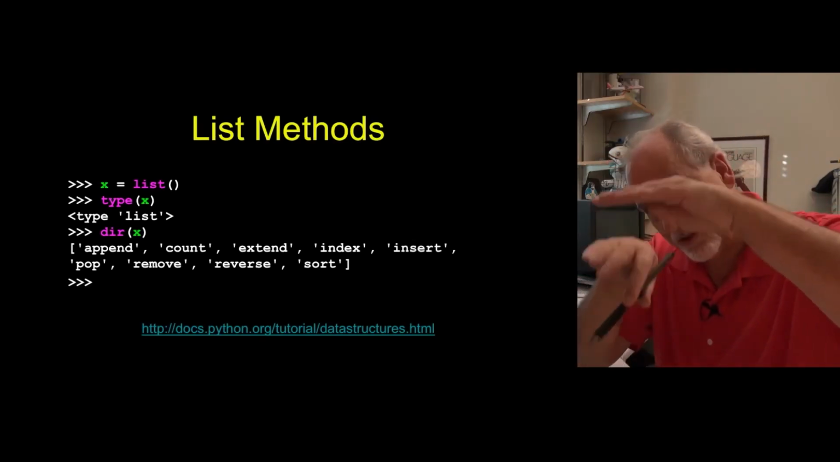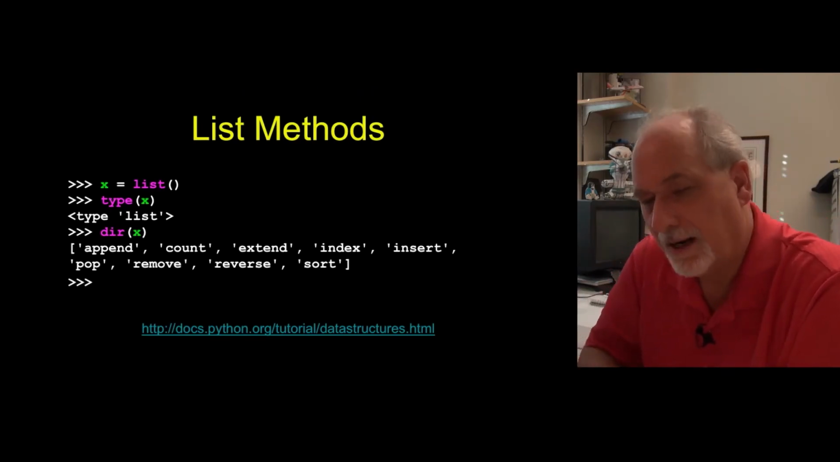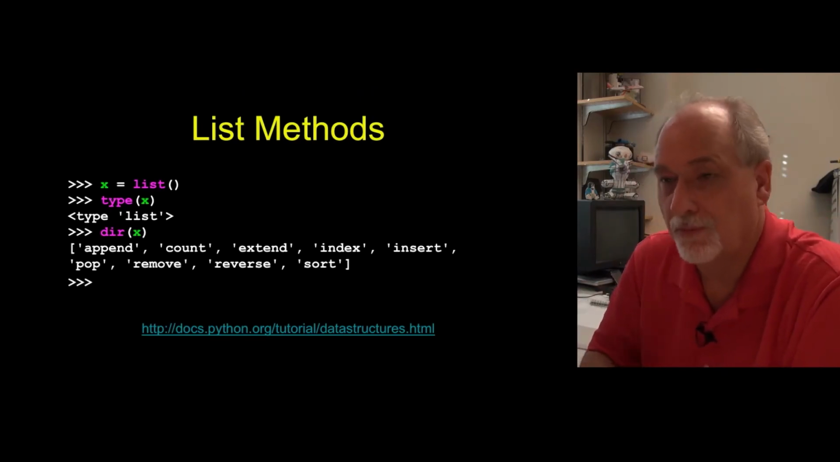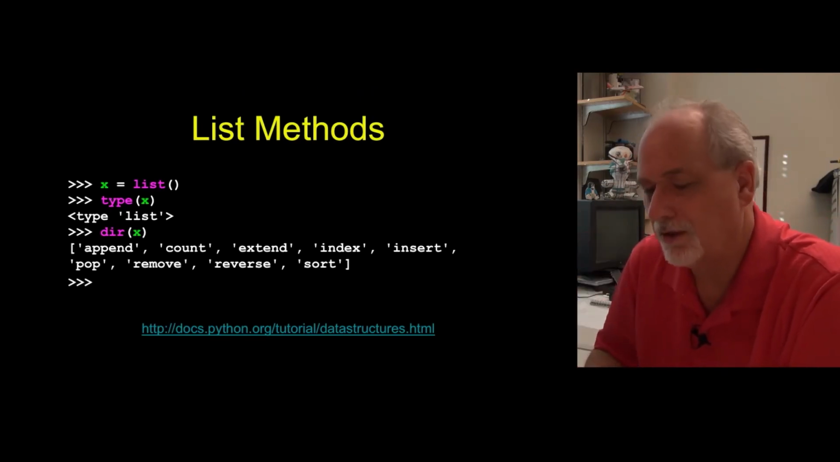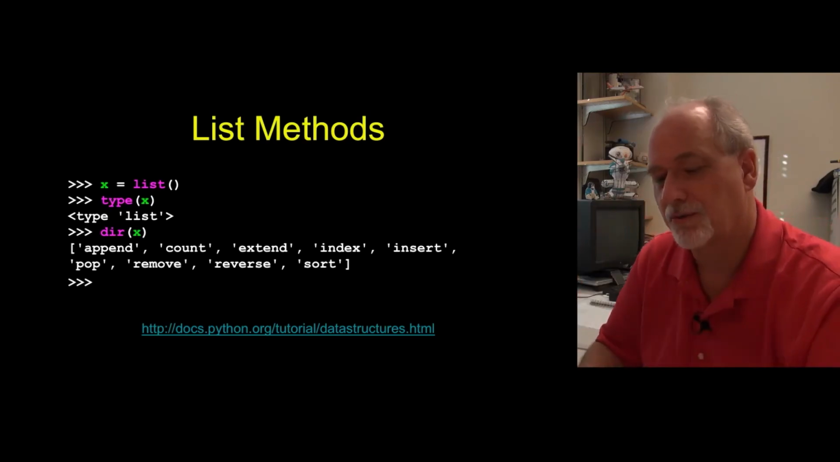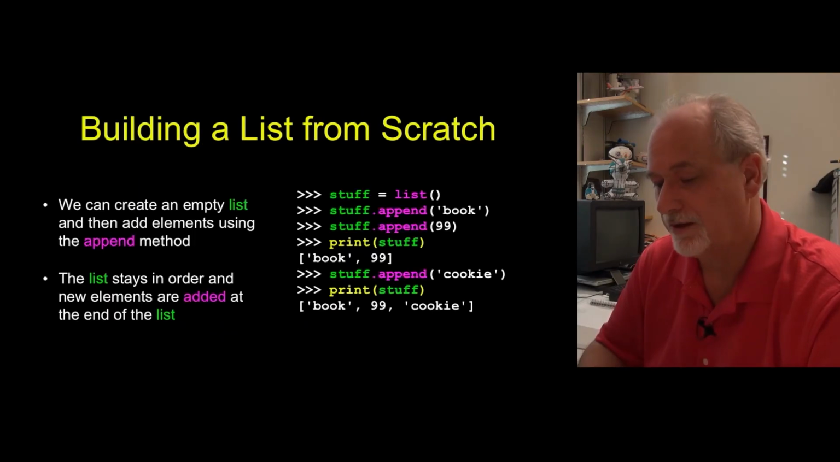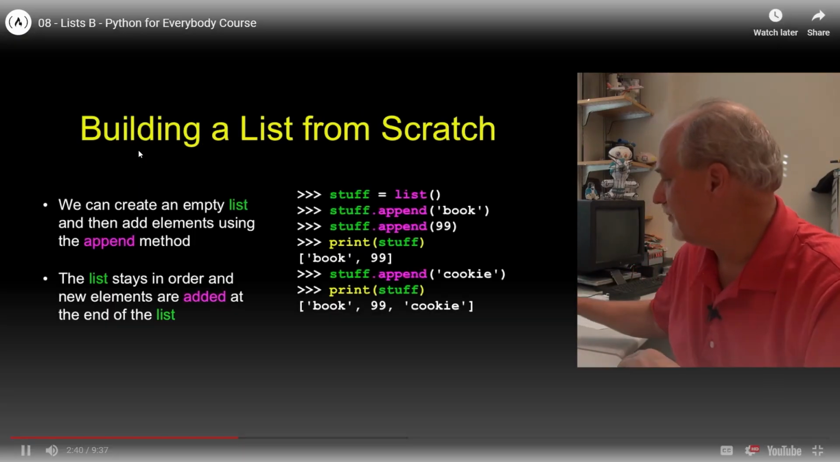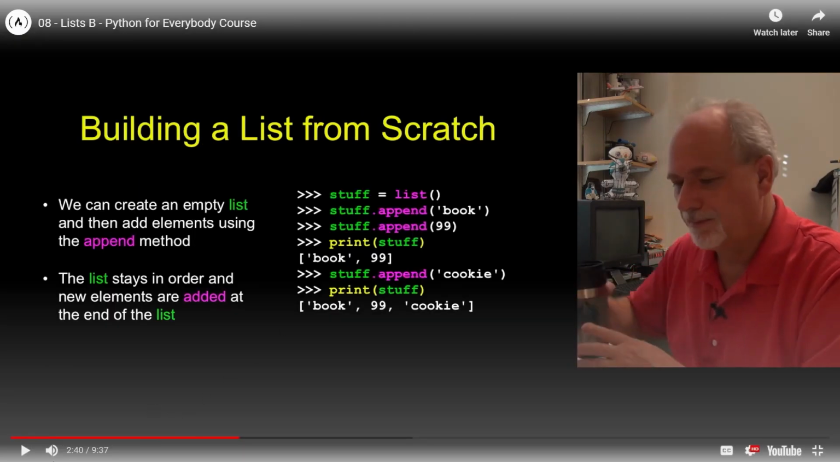Insert allows the list to be expanded in the middle. Pop pulls things off the top. Remove removes an item in the middle. Reverse flips the order of them, and sort puts them in sorted order based on the values. So let's look at a couple of these. All right, let's write this down.